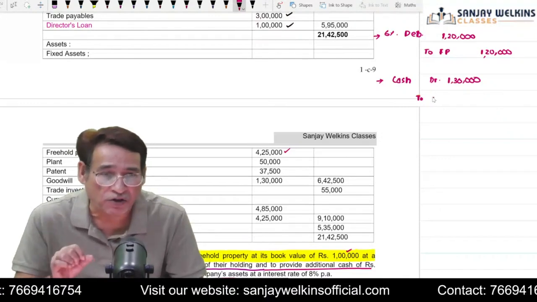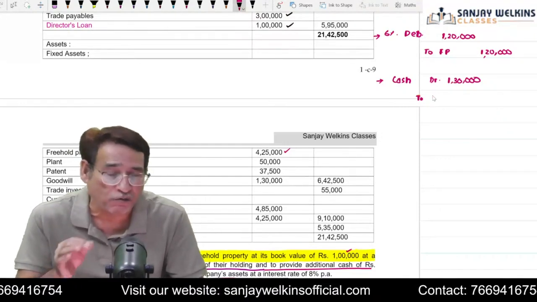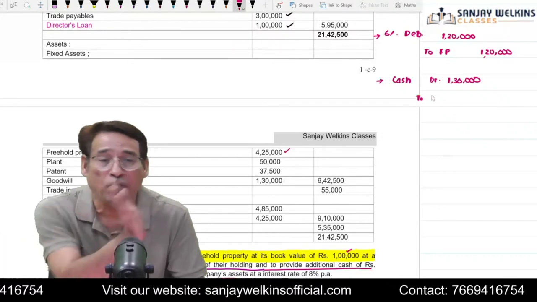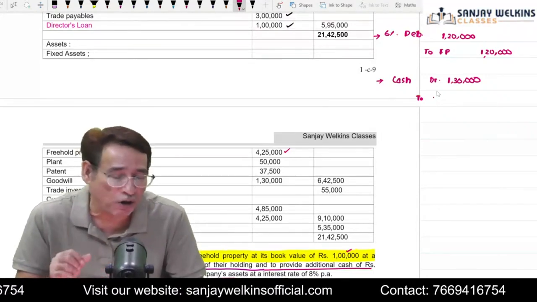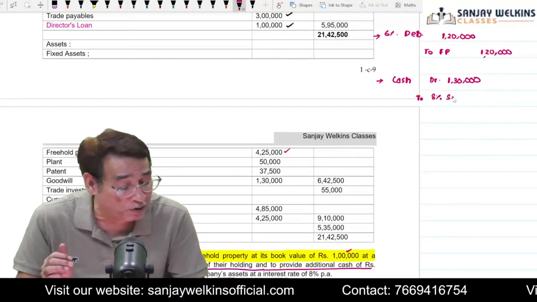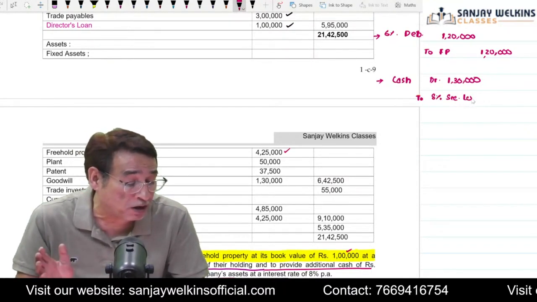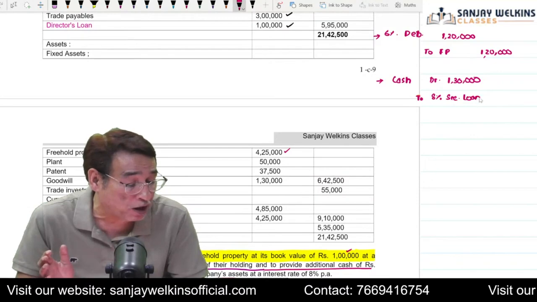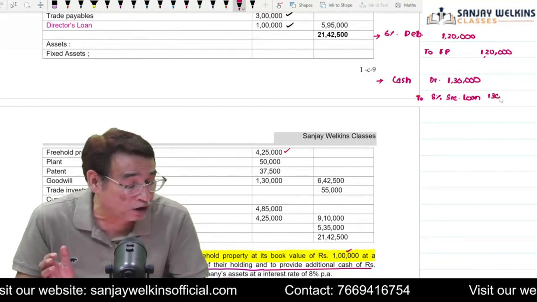Don't write debentures, because if you write debentures, it will suggest as if the company is issuing more debentures. So that should not be the policy. You will have to write here 8% secured loan, because this amount has been taken on floating charge. So it is a sort of security.